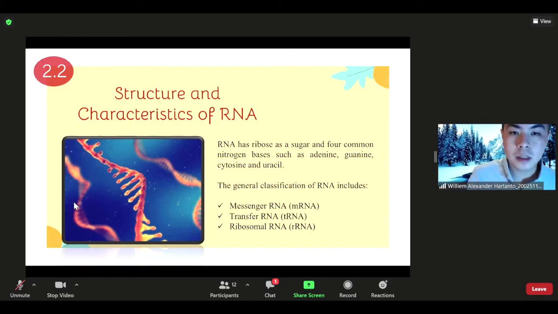Guanine pairs with cytosine and adenine pairs with uracil. RNA has hydroxyl groups at the second positions of the ribose sugar, so the helix can adopt A-form geometry rather than B-form geometry and makes RNA more flexible compared to DNA. Messenger RNA or template RNA, transfer RNA, and ribosomal RNA are among the three major classifications of RNA.